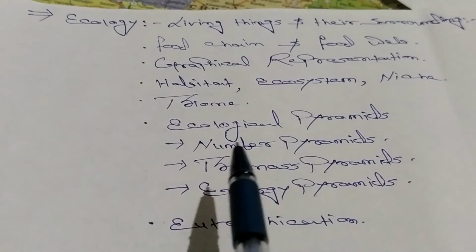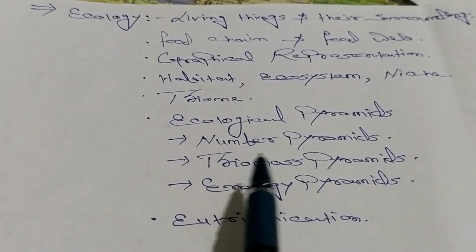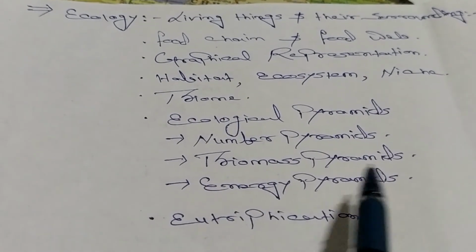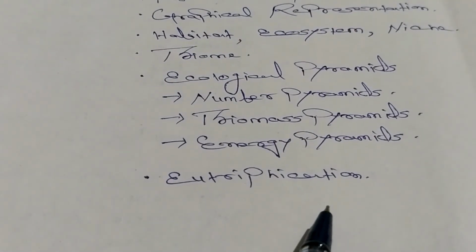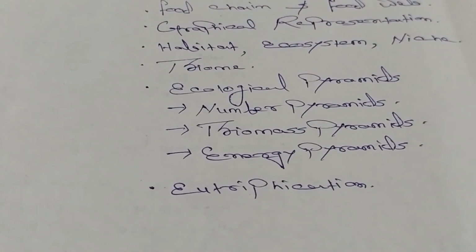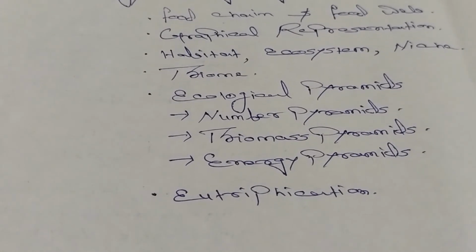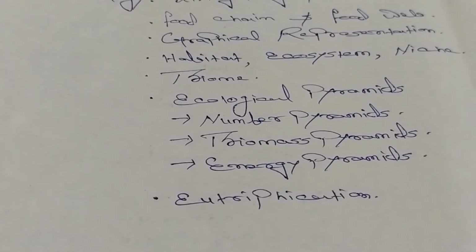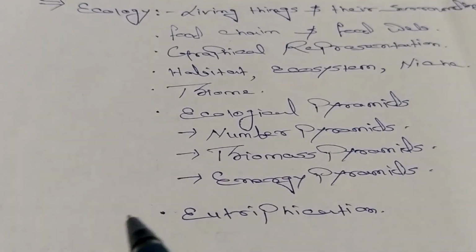Then we will discuss ecological pyramids, in which we will read about number pyramids, biomass pyramids, energy pyramids and so on. Then lastly comes eutrophication. Eutrophication means when we dissolve waste into ponds, waste of agricultural fields into the rivers or ponds, then that waste grows some grasses, known as eutrophication. Okay.